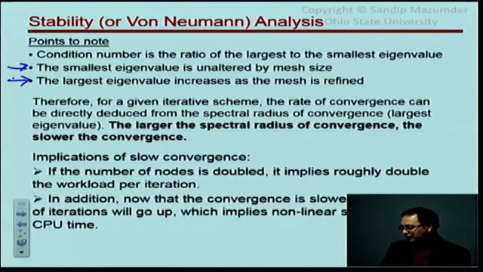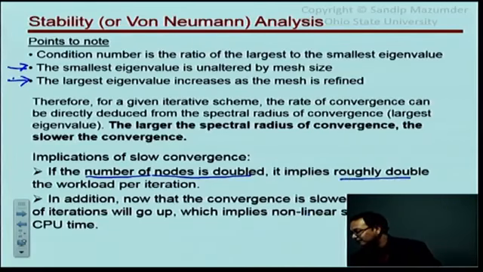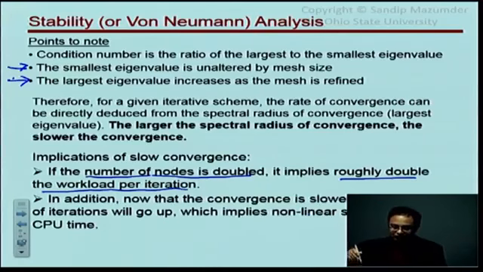So what are the implications of slow convergence? Okay, and sometimes, you know, it's easy enough to understand, but I find it difficult to convey to students what it really means. Okay, so think of it this way: if the number of nodes is doubled, it implies that roughly double the workload per iteration will be performed. Why? Because suppose you double the number of nodes, basically your loop has become twice in size, right? The same 5 multiplications you're doing for twice the number of nodes. So that's twice increase in workload. Okay? Simply double the loop size.